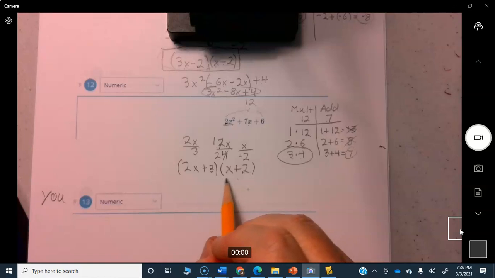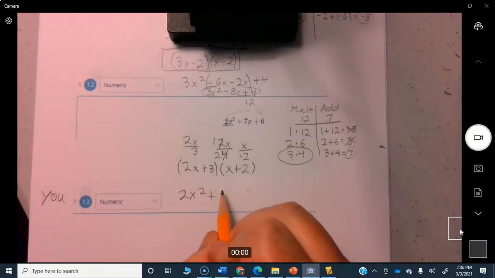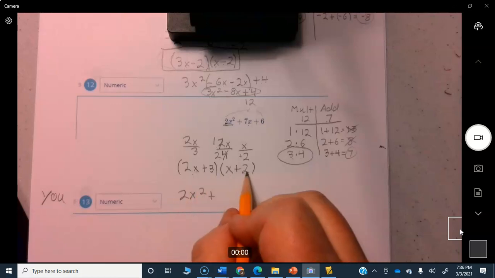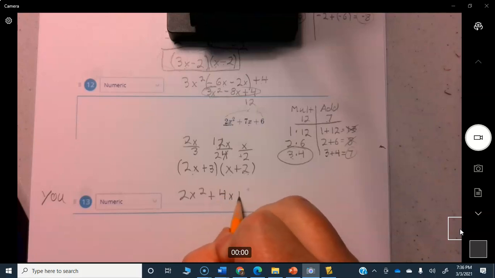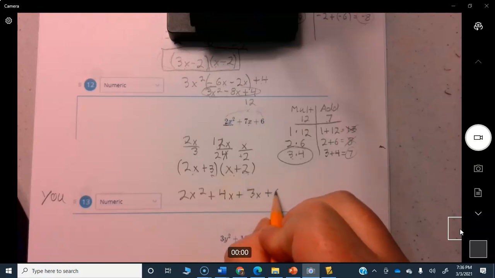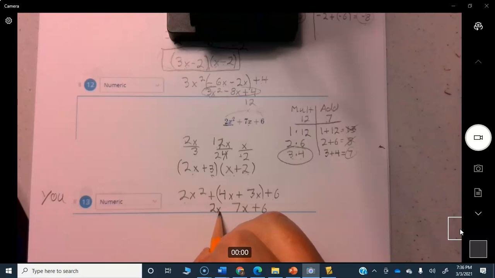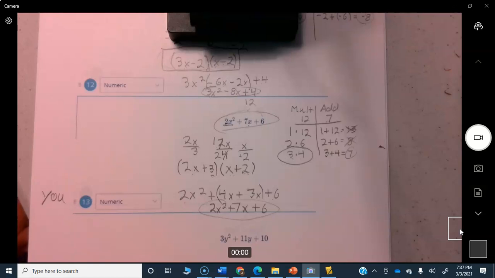Again, let's quickly FOIL it out and check our work. 2x times x is 2x squared. Plus 2x times 2, that's the outer, is 4x. Plus 3x. Plus 6. These two in the middle always pair up. 4 plus 3 is 7x. And then the 6 is the same at the end, and the 2x squared at the beginning is the same. And you have the same thing that you started with up here. So you checked your work.